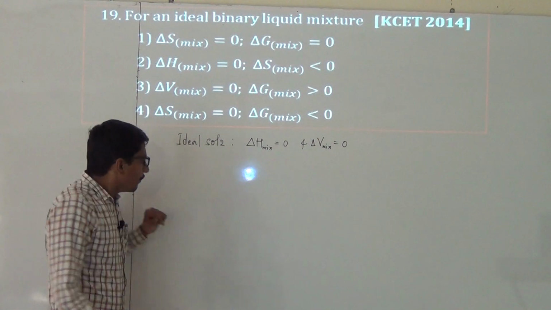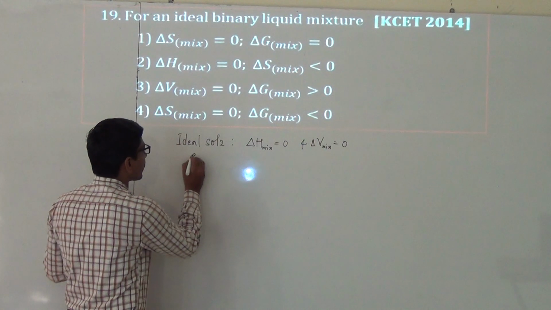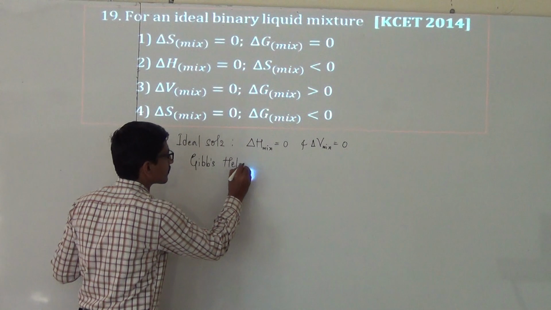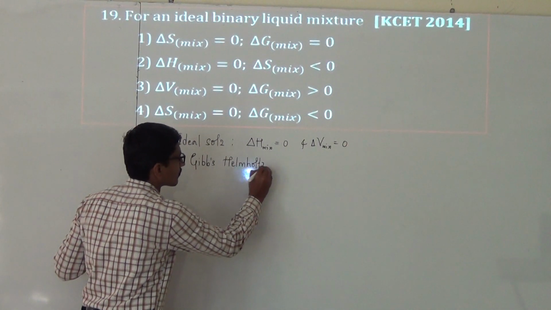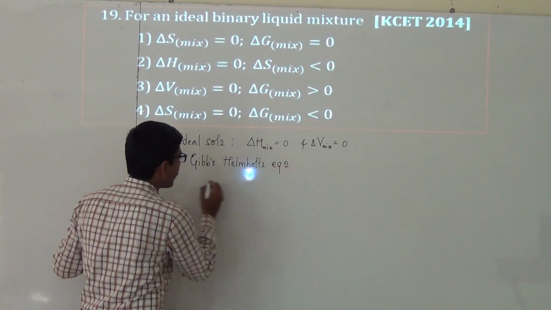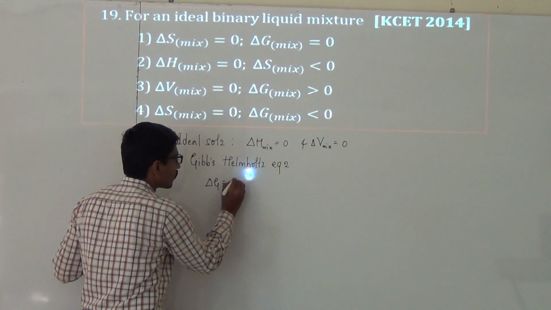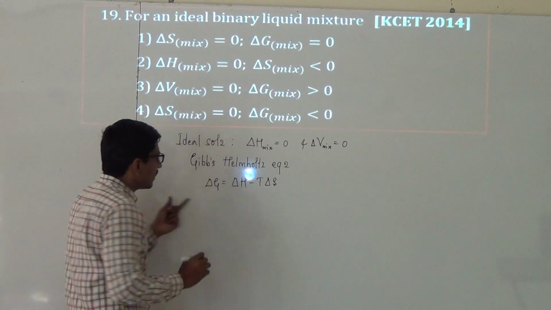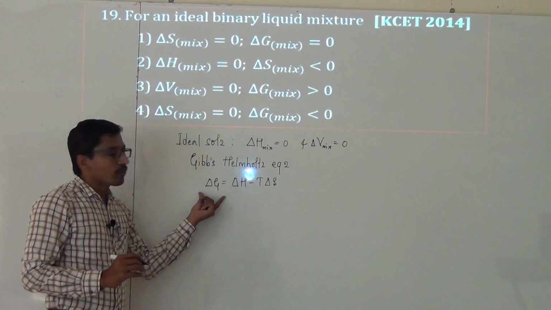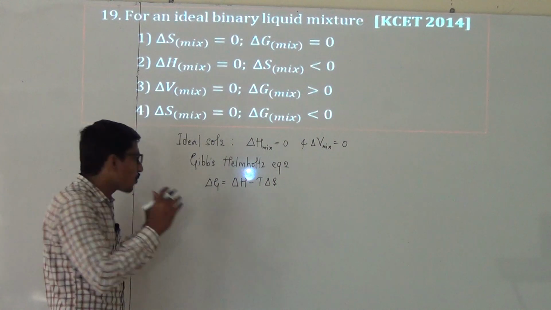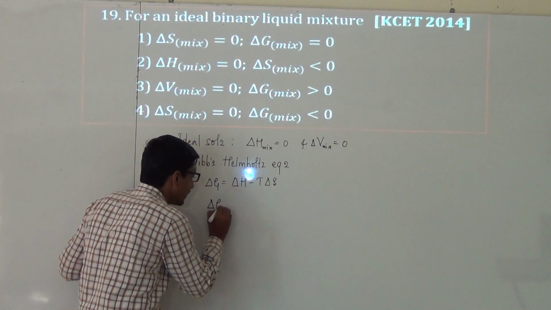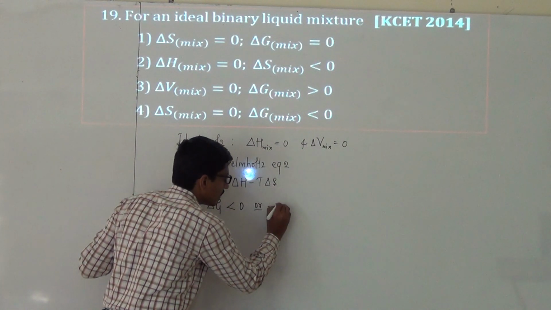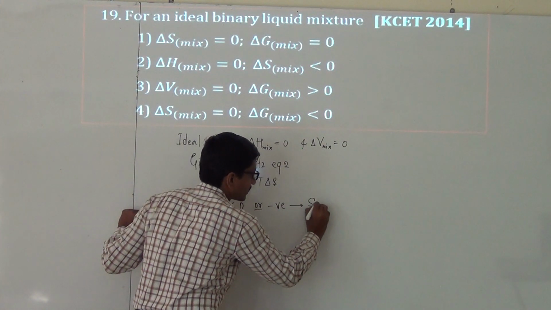And based on the Gibbs-Helmholtz equation, delta G is equal to delta H minus T delta S. The dissolution process, or the formation of an ideal solution, is spontaneous, which means delta G is always less than 0, or negative. This is for spontaneous.